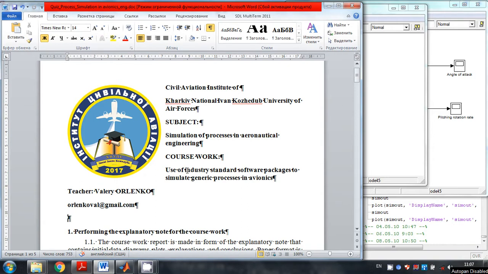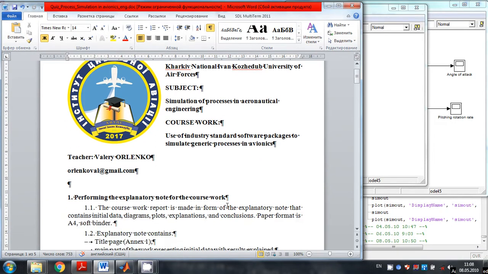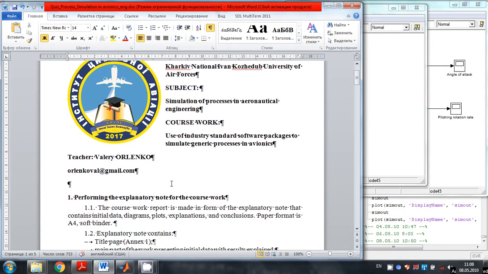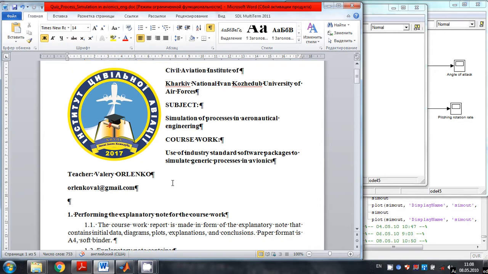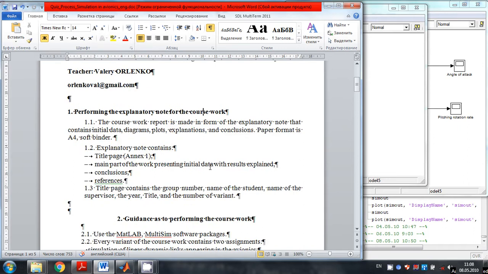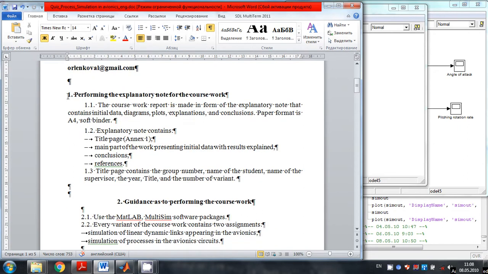The purpose of this coursework is to study and start using the industry standard software packages to simulate generic processes in avionics. I'm posting this Word document online on Moodle system of Kharkiv Civil Aviation Institute of Kharkiv National Ivan Kozhedub University of Air Forces. So all the students assigned for the course will be able to see this document and use it to prepare their reports. So let's take a look at this assignment.